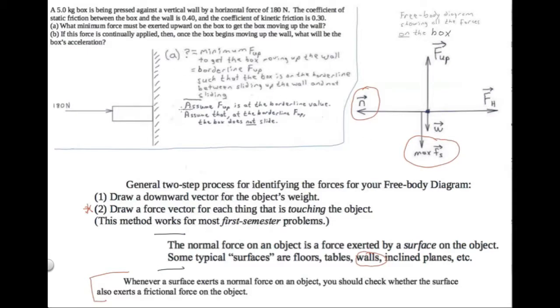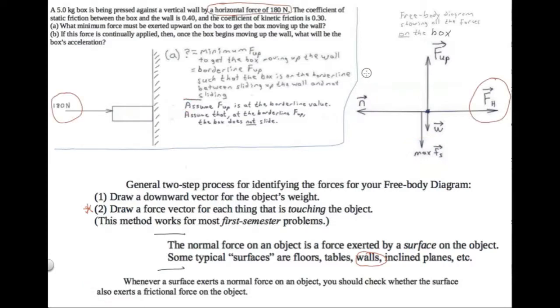Well, we've decided that for part A, we're going to assume that the box does not slide. When the object is not sliding across the surface, we apply static friction. Also, we're assuming that the force is equal to the borderline value. We're assuming that the object is on the borderline of sliding, which means that the static friction is maxed out. So we're going to apply maximum static friction.